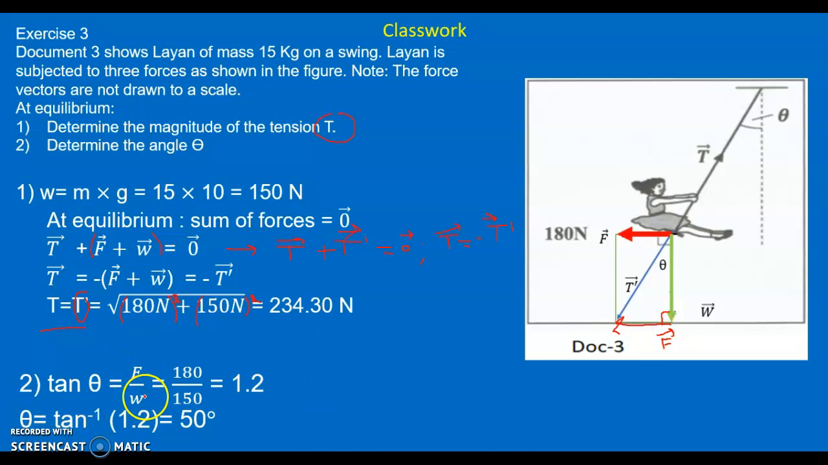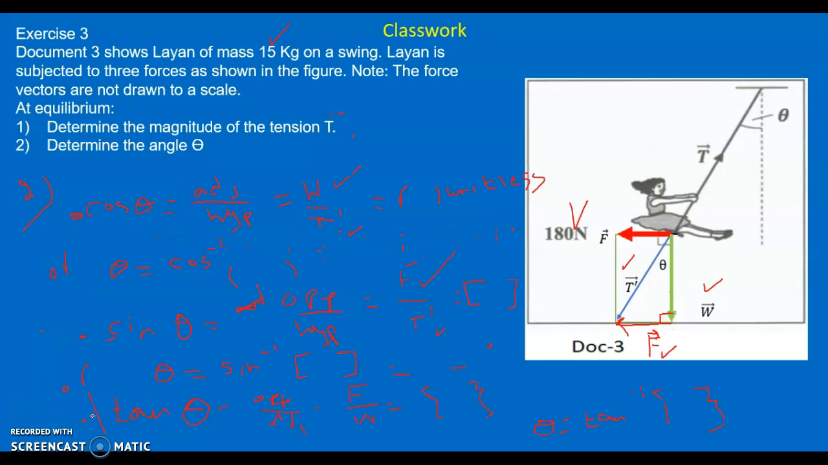Tangent theta is F over W, 180 over 150, equal to 1.2. Then on your calculator, you press the button shift, then tangent, then write this value obtained here between parentheses in order to get the measure of the angle. And tangent minus 1, this is the inverse function of tangent. You're going to learn about it later on in mathematics.